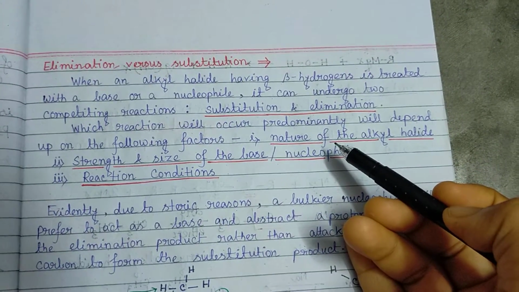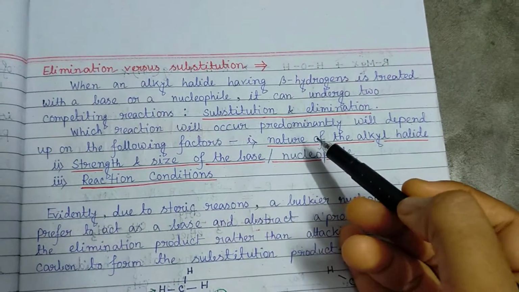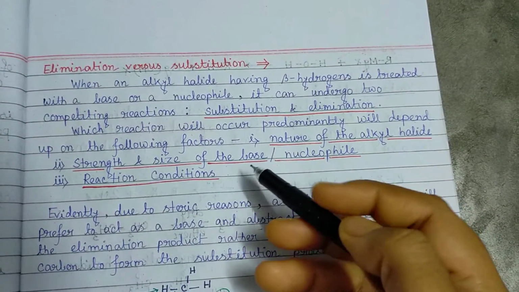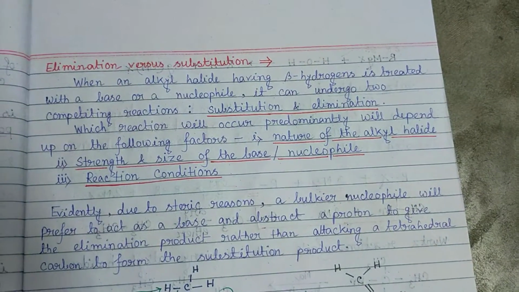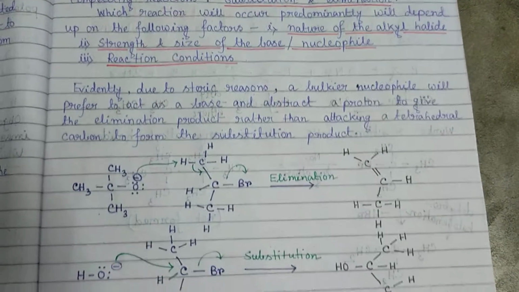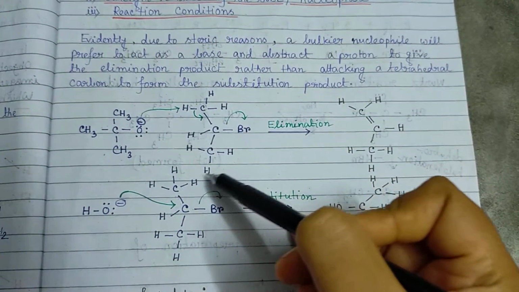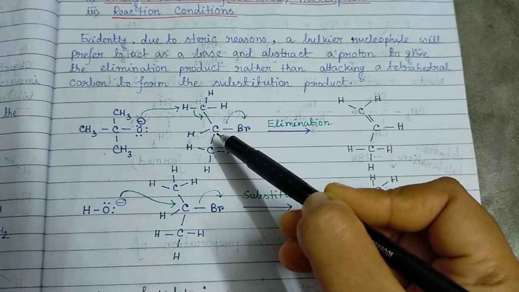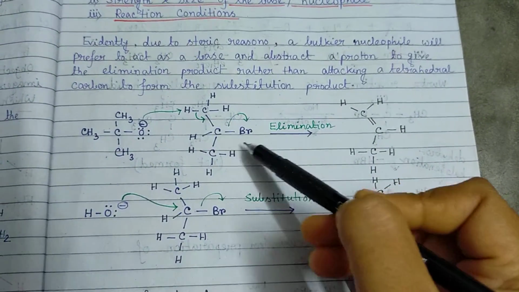Which one will occur when? That will depend on some factors. They are the nature of the alkyl halide, the strength and size of the base or nucleophile, and the reaction condition. We can observe one factor here: we have taken the same substrate, that is the carbon with 2 methyl groups, 1 hydrogen and 1 bromine.